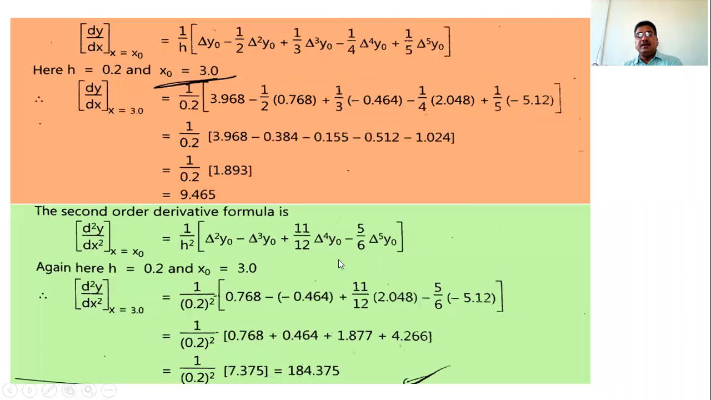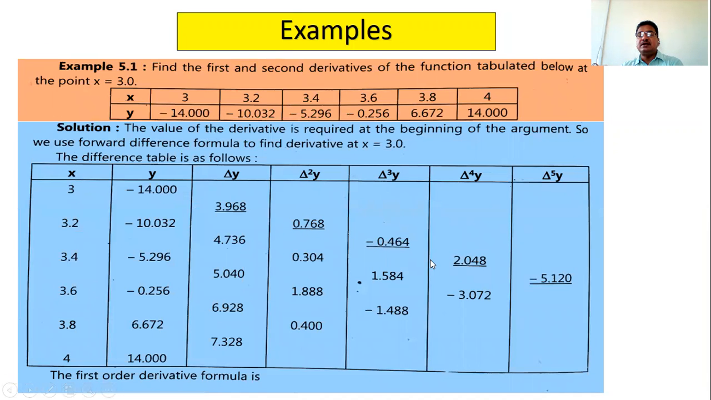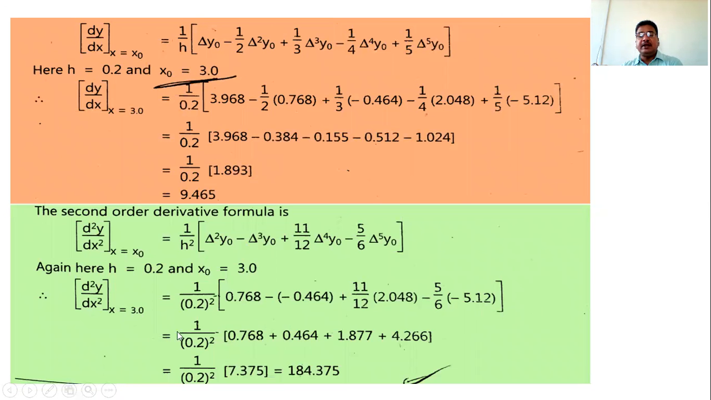0.768. Then this is delta cube y naught. What is the delta cube y naught? This is the delta cube y naught. This is delta raised to 4 y naught. This is delta raised to 5 y naught. Substitute all these values and find the answer. We get the answer 1.184375, by addition and subtraction of all these numbers. So these are the derivatives of first order and second order at the first point.